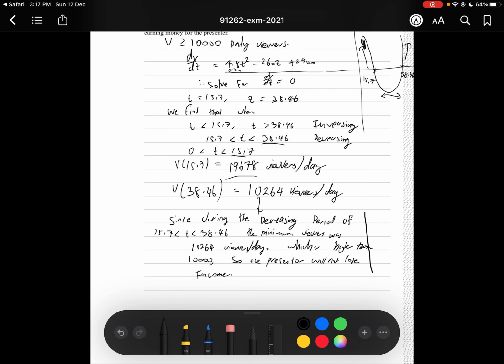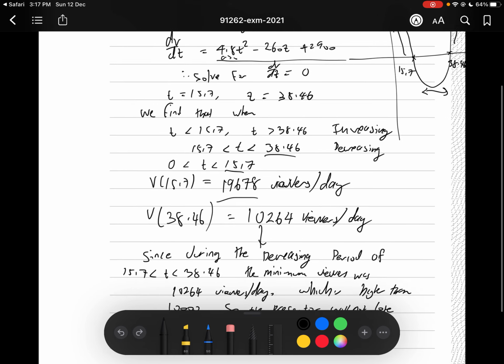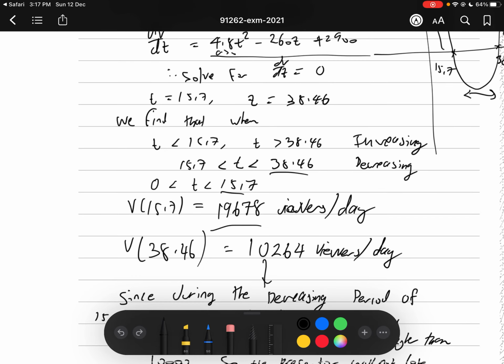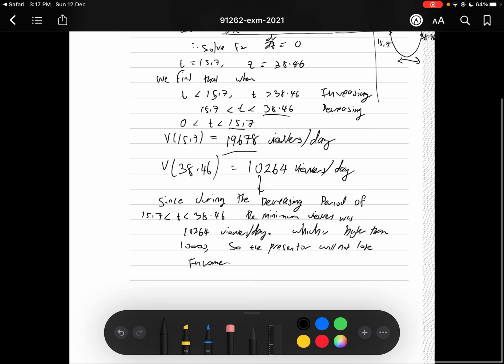For these types of questions, rather than using increasing or decreasing, you can also use the second derivative test to prove whether a specific point is a maximum or a minimum. However, I find that looking at the behavior of the function between certain points really helps to visualize this question, which I've done here. So we've been able to see when the graph is increasing and when it's decreasing, and therefore make those conclusions. So that should be okay.